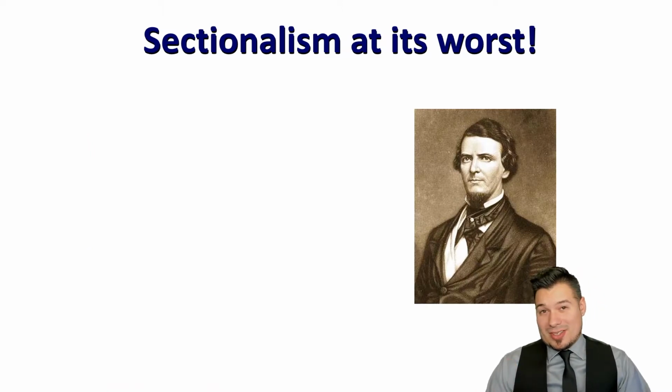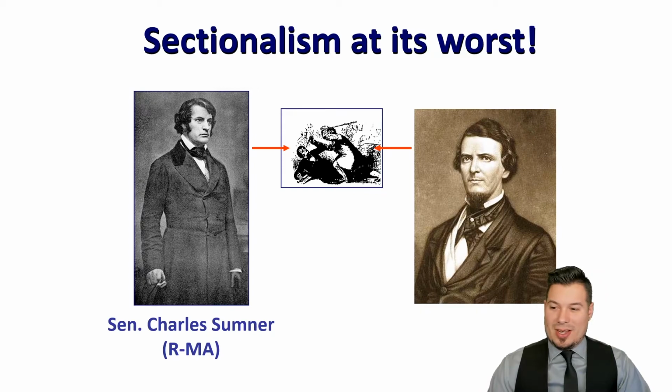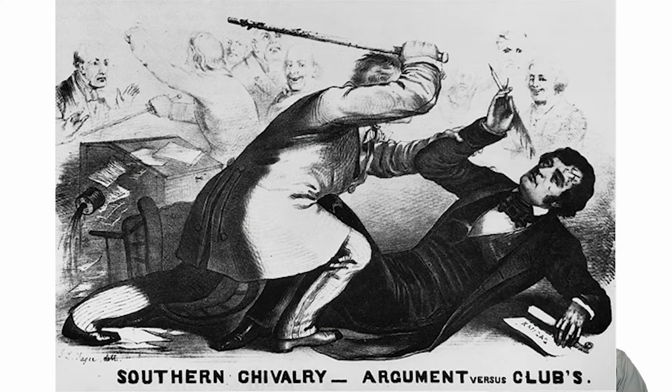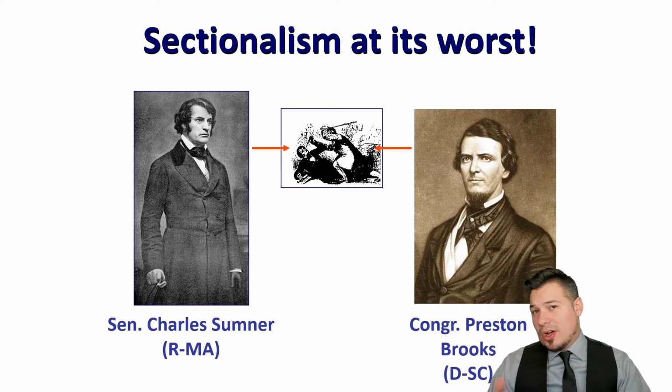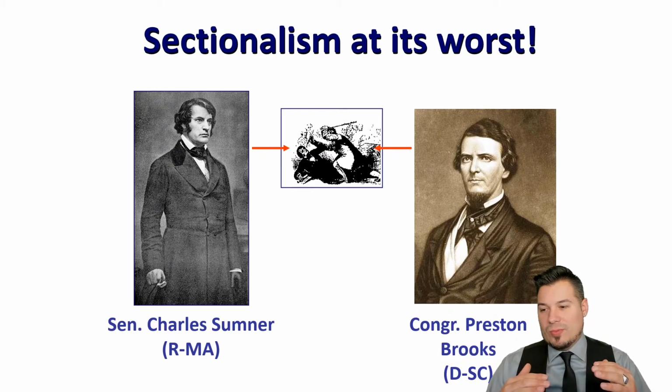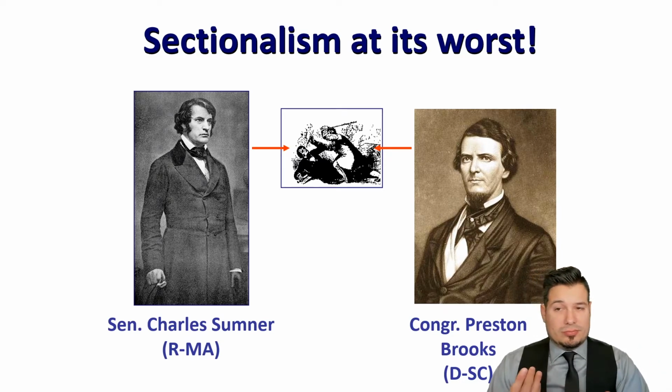Now, sectionalism at its worst came out really in Congress. The Senator Charles Sumner from Massachusetts actually is beaten with a cane by Congressman Preston Brooks of South Carolina. As the political cartoon shows, they consider it the Southern chivalry. Now, Charles Sumner, unfortunately, was a very tall man, and so he was kind of caught underneath the desks in Congress that were bolted down to the floor. And so when Preston Brooks started to wail on him, he actually was injured very badly, and there was a vacant seat in the Massachusetts Senate for quite a while.